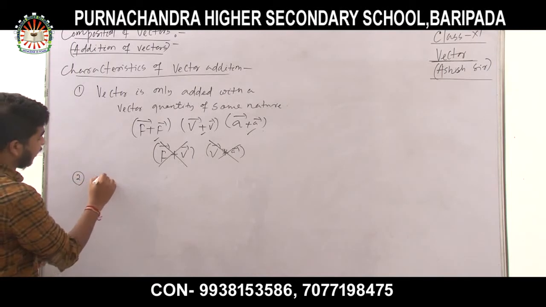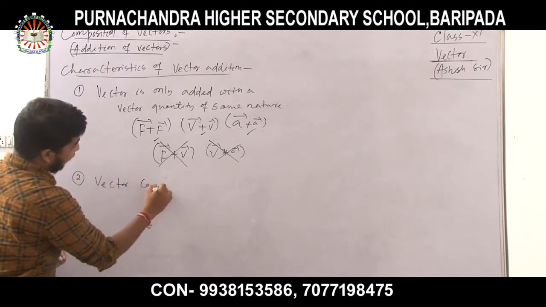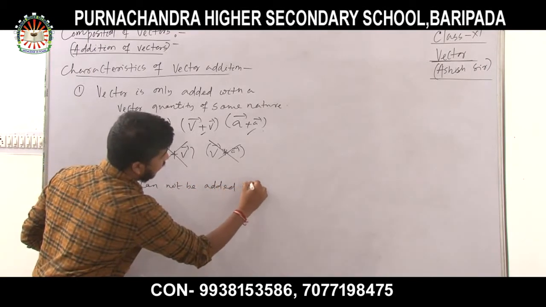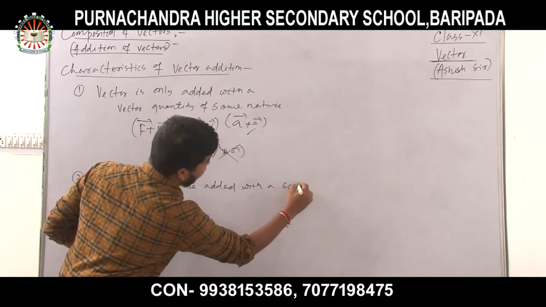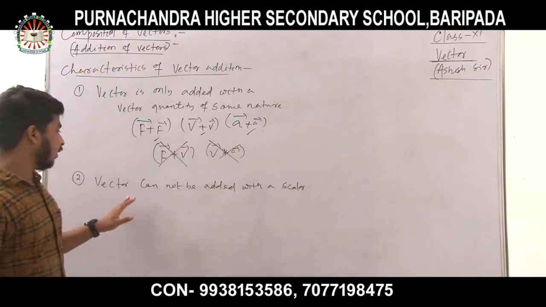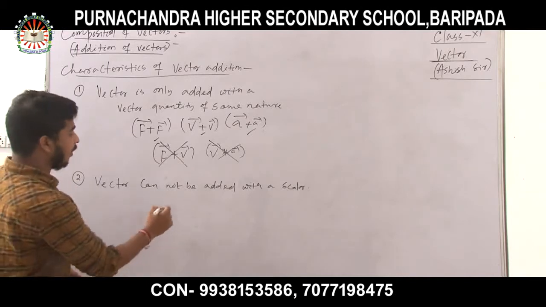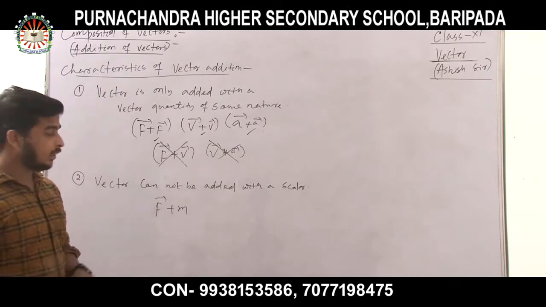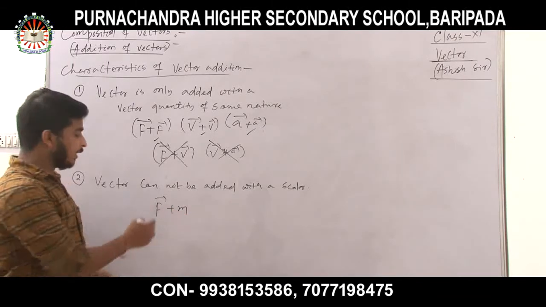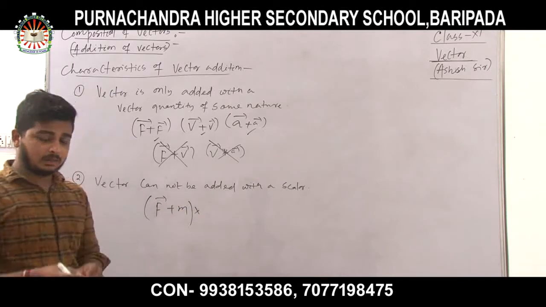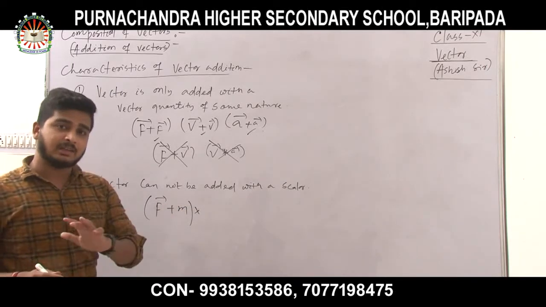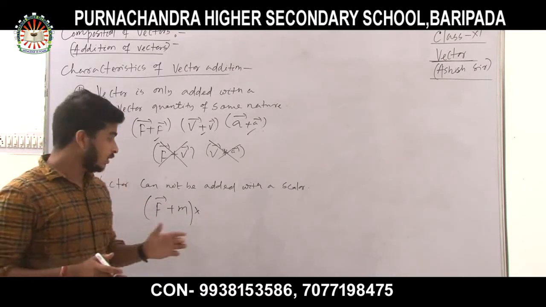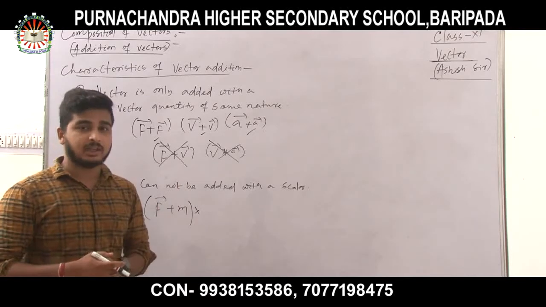The second one is that a vector cannot be added with a scalar. It means force is a vector quantity, but mass is a scalar quantity. A vector quantity and a scalar quantity cannot be added, because a scalar quantity does not possess any kind of direction, but force has both magnitude and direction. So a vector cannot be simply added with a scalar.